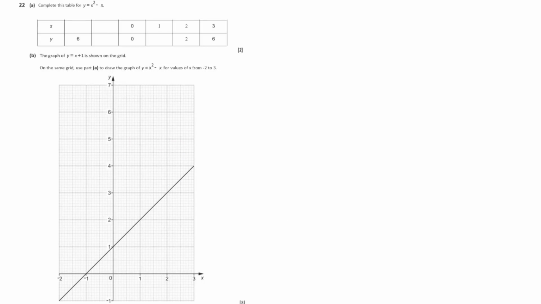Complete the table for y equals x squared minus x. Okay, now with these tables that you need to complete, the easiest way is to use the table mode on your calculator if you've got a Casio. If you don't have a Casio, you really want to get one of these because they've got lots of features that are very handy for your exam that you miss out on otherwise.